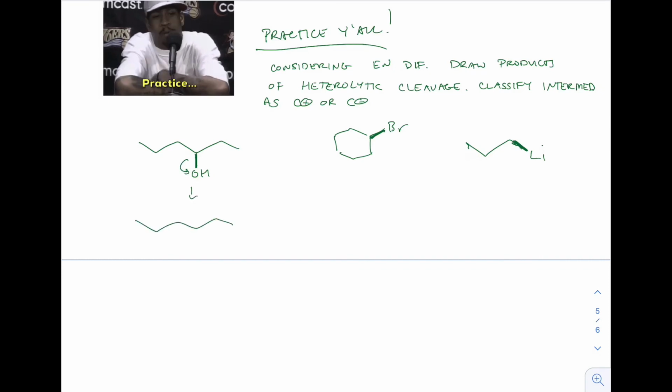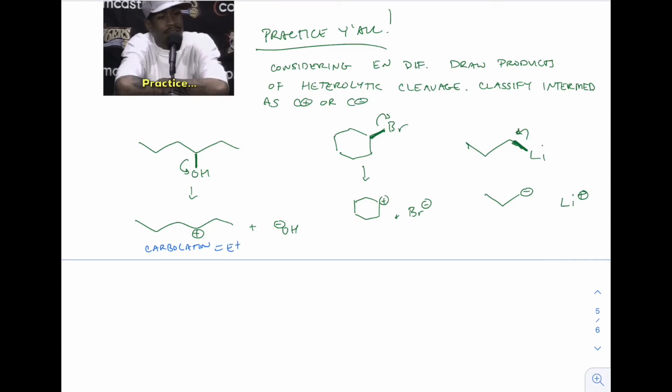It's more likely the electrons will go to the more electronegative atom, so we would have the electrons going to the oxygen, making hydroxide and this C+, a carbocation. Then we also have the C+ and Br-, and the last one is going to be C- and lithium+. The reason is that lithium is less electronegative than carbon, so the electrons go to the carbon, whereas bromine and oxygen are more electronegative than carbon, so they steal the electrons in heterolytic cleavage. Okay, so we got carbocations and a carbanion. Remember, carbocations are electrophiles and carbanions are nucleophiles. Have fun with it. That's it.